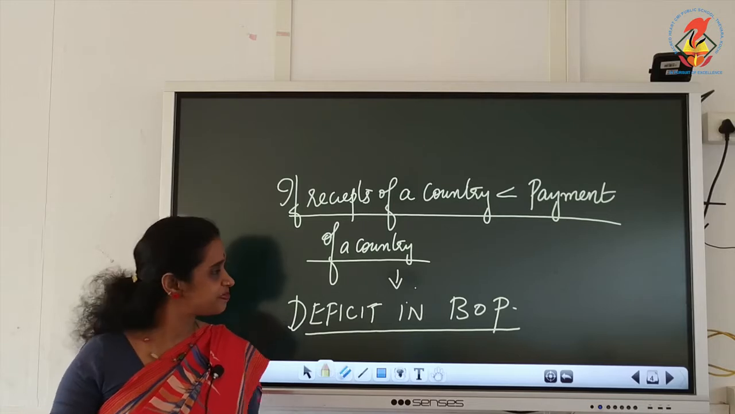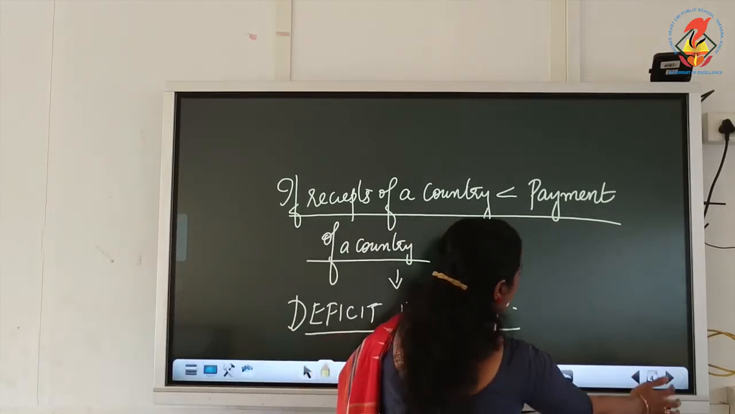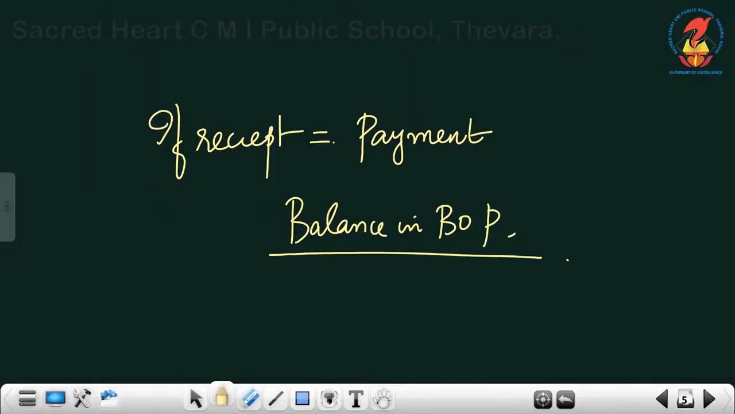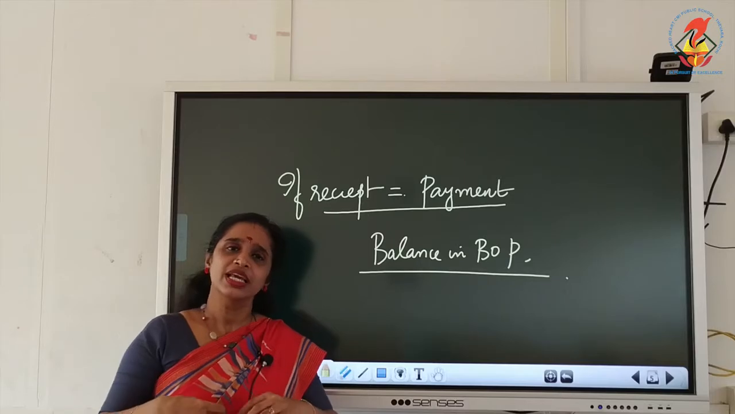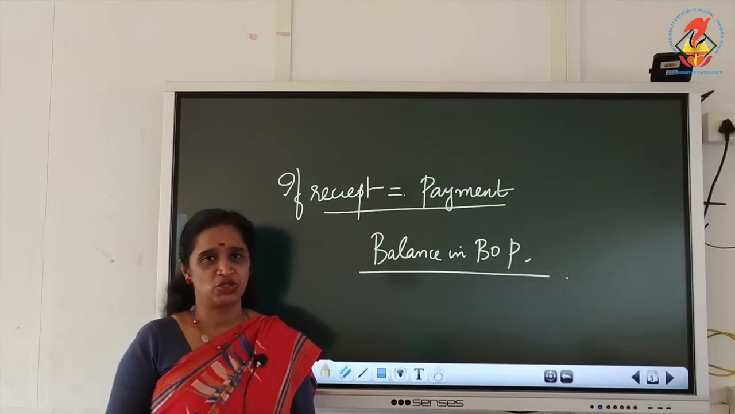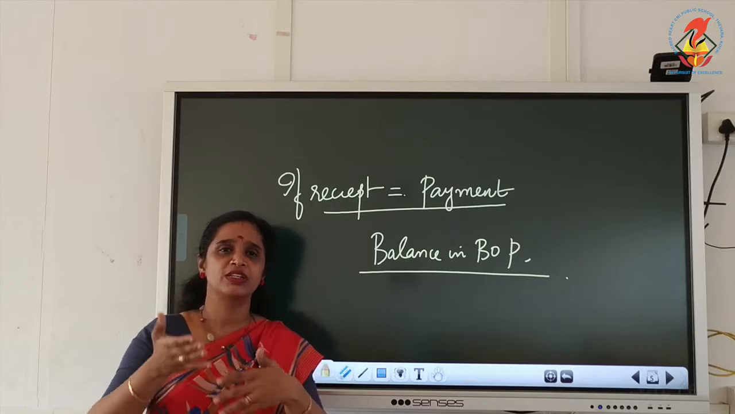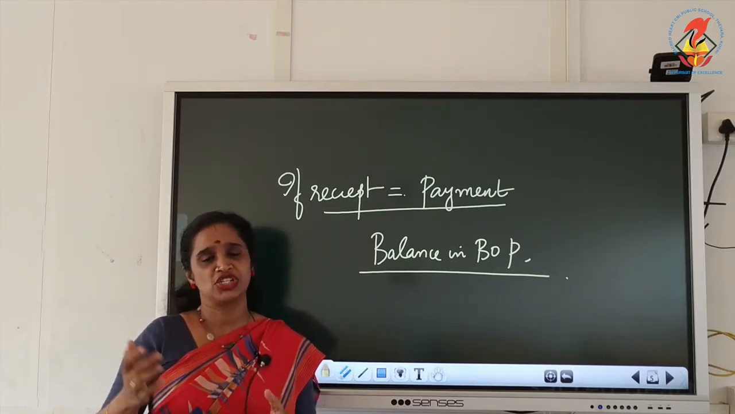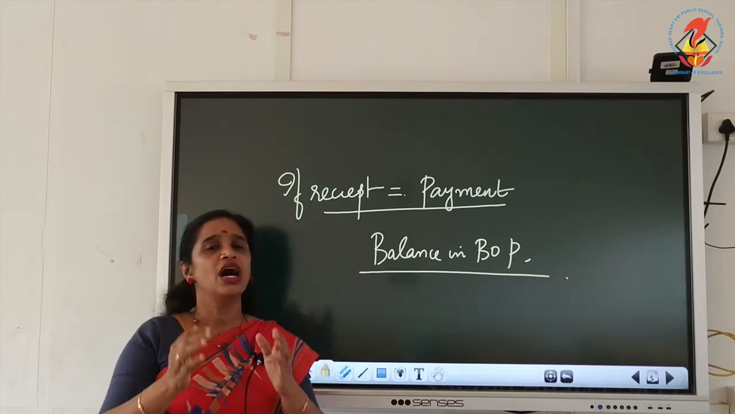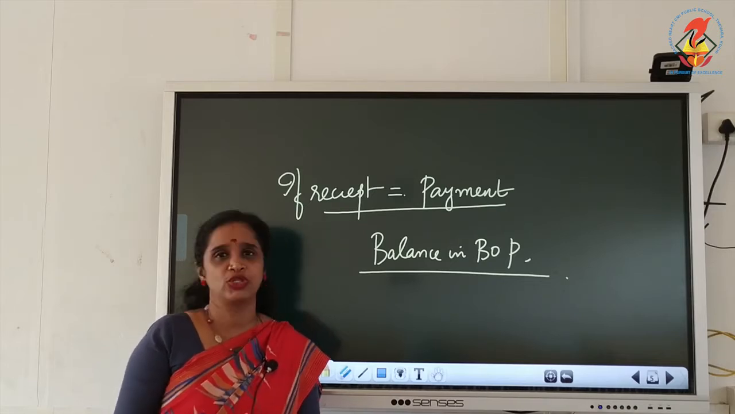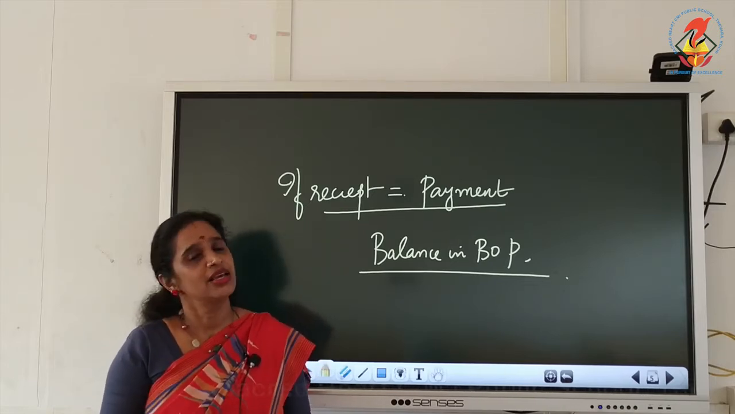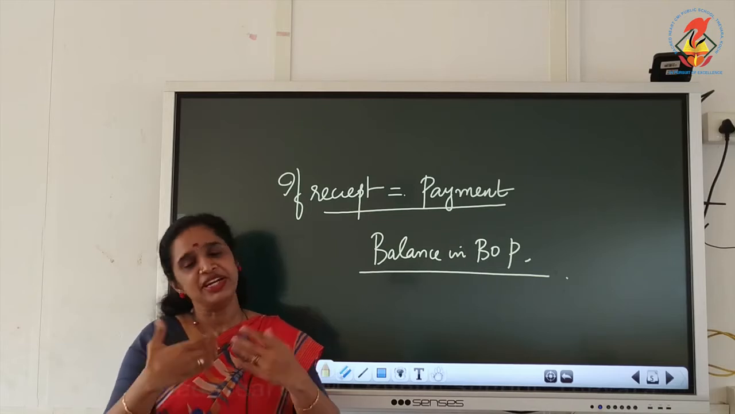Now we will move on to a situation where there is a balance in the BOP. What is balance in the BOP? When the receipt is equal to payment, we can say there is a balance in the BOP. This is an unusual situation. Even if that happens, it will move away from that particular situation because our economy is experiencing so many changes like recession, boom, all these things. Therefore, this kind of balancing cannot exist for a long period of time. It will deviate from that.